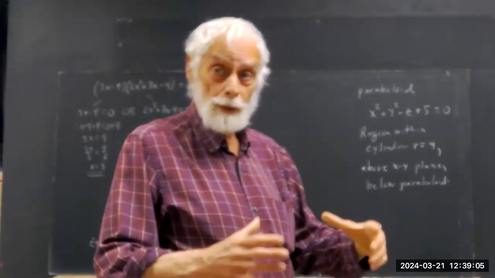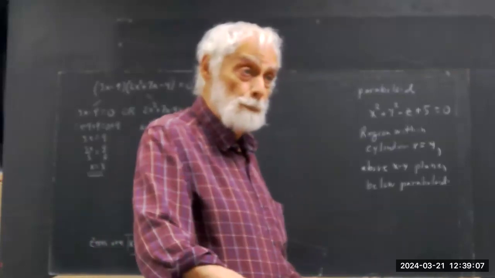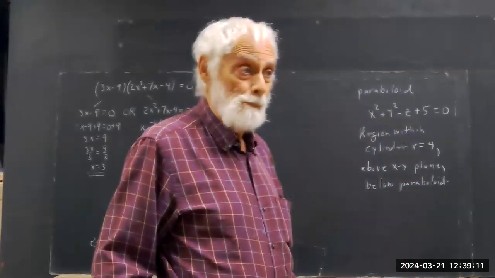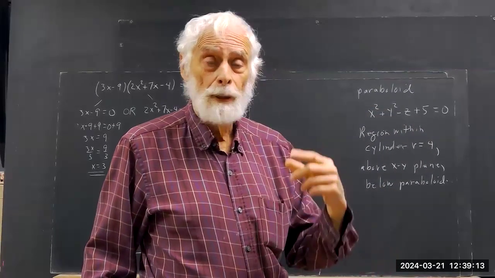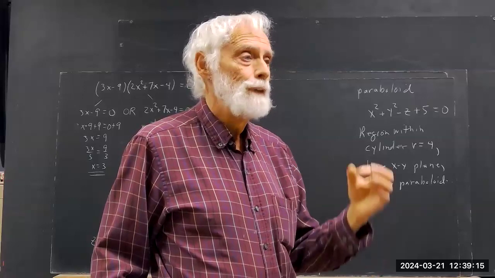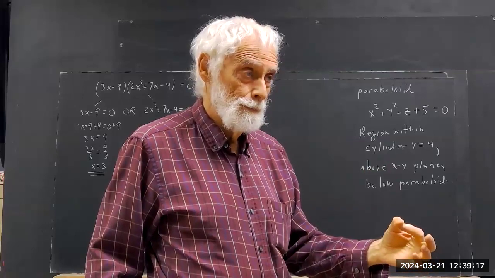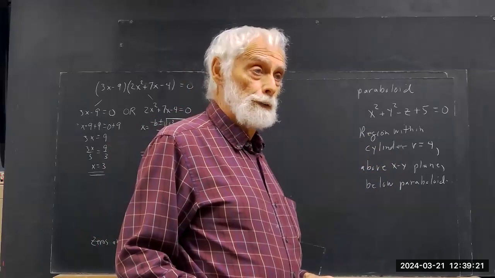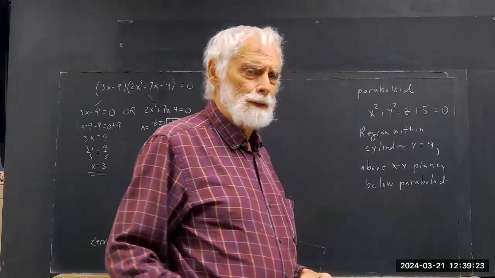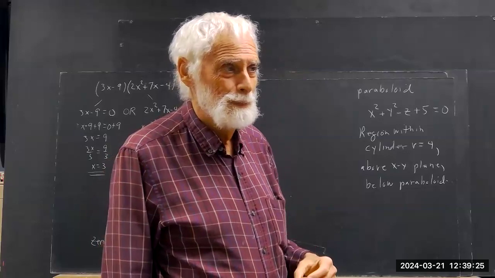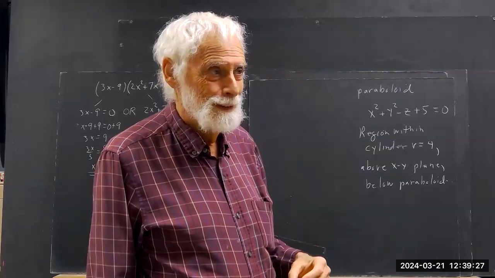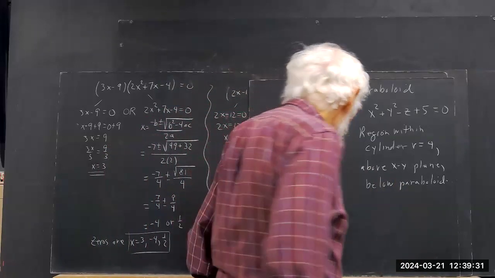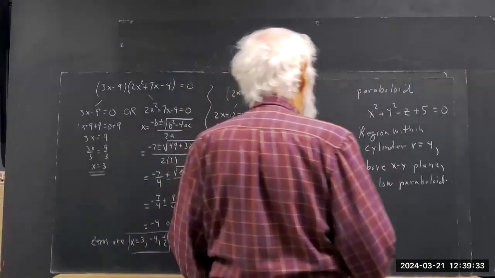We want the part of the cylinder that is bounded below by the xy plane and above by this paraboloid. And we want to describe that by inequalities in rectangular coordinates and in cylindrical coordinates. And we might even decide to do it in spherical coordinates, but that's a little more involved, and we wouldn't ordinarily do that, so we might not. Okay, so describe.